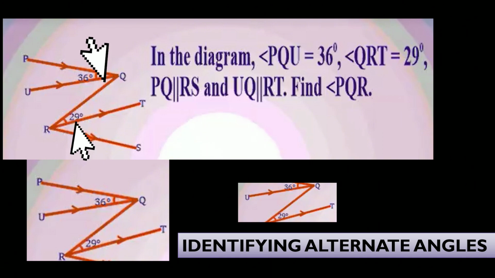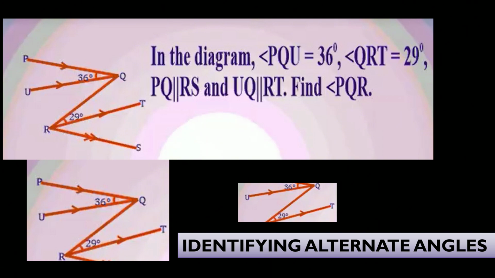This is to say angle UQR is also 29 degrees. Can you see that? Look at it very well. Look at this place. Are you seeing this? Angle UQR is also equal to what? 29 degrees. Now, let's solve this question.